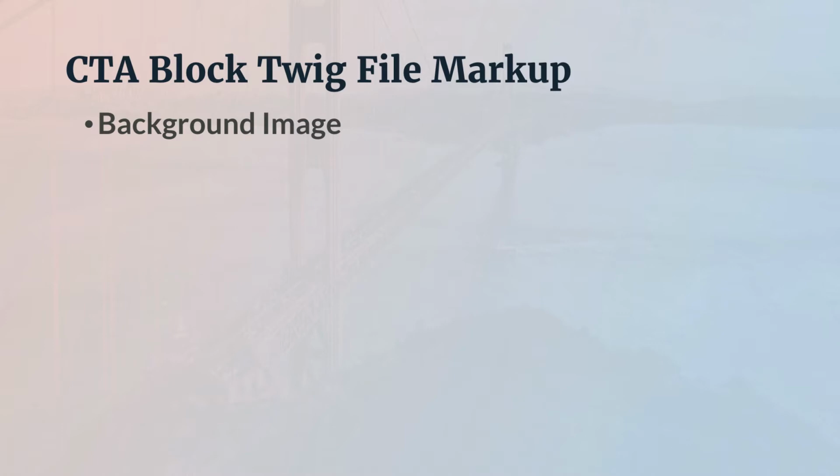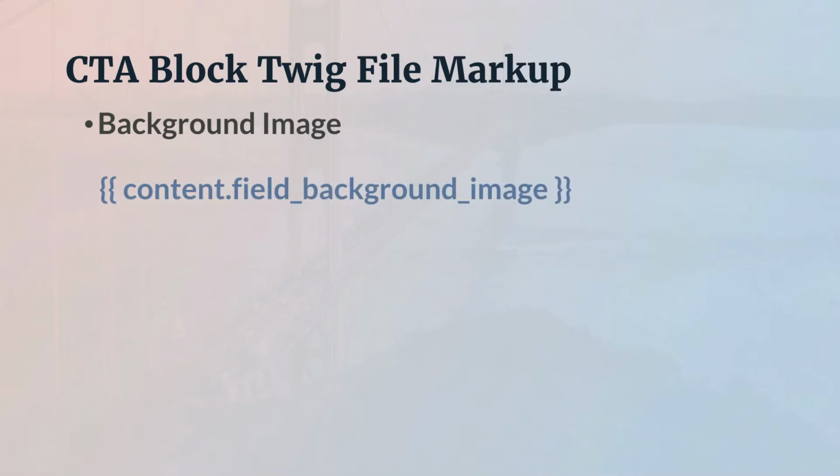Okay, now the background image Twig variable path would have taken me forever if I didn't have the proper debugging tools. And here's how my team and I figured that out. We know content.field background image will give us access to any specifics around that field. We know that as front-end developers, setting an image as a background requires getting that image's file path.